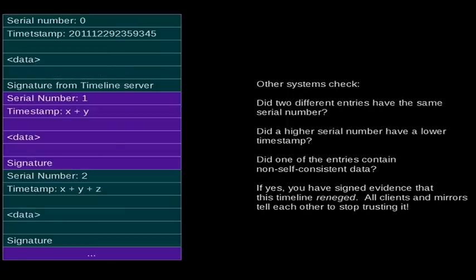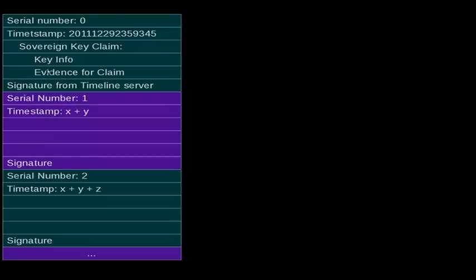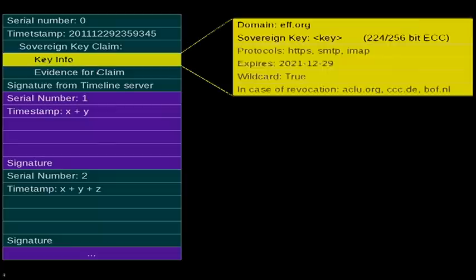Now, what's inside one of these particular entries? The most basic kind of entry is the creation of a new sovereign key. So I'm making one, and there are two parts to this. There's a key info and some evidence. The key info looks like this. If I'm protecting EFF.org with one of these things, I say, okay, the domain is EFF.org. Here's my key. It should be like a 224 or 256-bit ECC key by default, but you could use something else. I'm saying it's going to support these protocols. Or you could say all protocols that ever have used sovereign keys, if you wanted to.